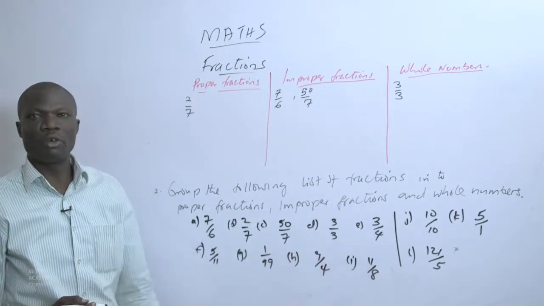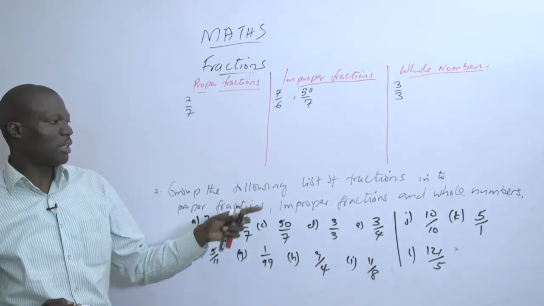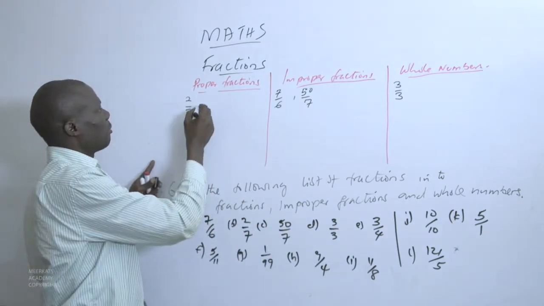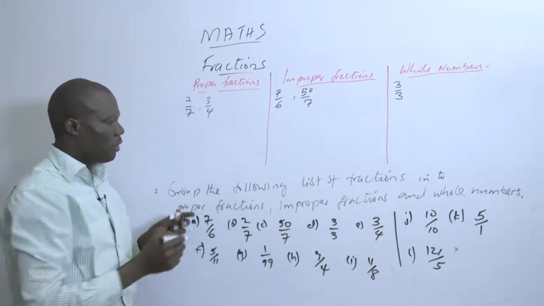Next we have 3 over 4. 3 is less than 4, and 3 is the numerator, 4 is the denominator. So this is a proper fraction. So we have 3 over 4.